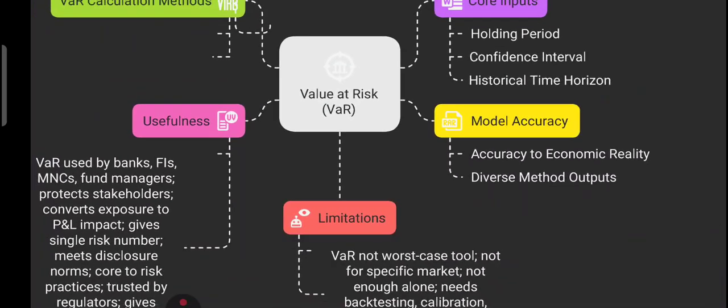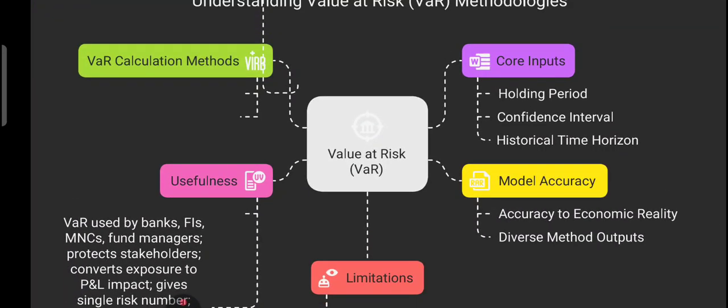If we see the core inputs required for VAR, the first thing we need is a holding period. That means a 1-day or 10-day horizon. Then the confidence level, either 95% confidence or 99% confidence. And the historical data window, so model accuracy versus actual market condition.